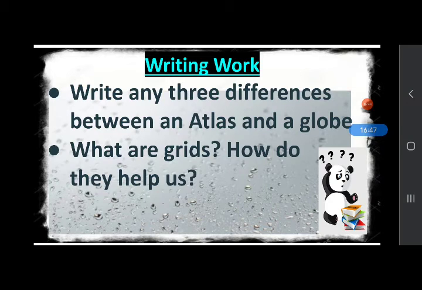This is about globe and atlas. After watching the video, you need to do your writing work. Question 1 is, write any 3 differences between an atlas and a globe. Next question is, what are grids? How do they help us? If you have any doubt, you can ask.